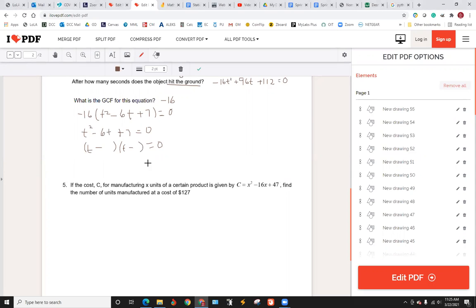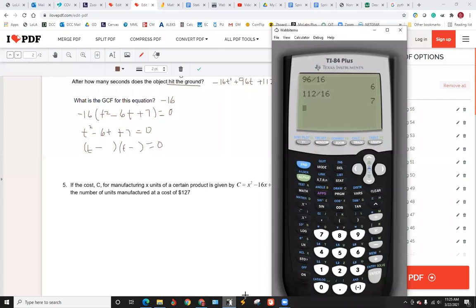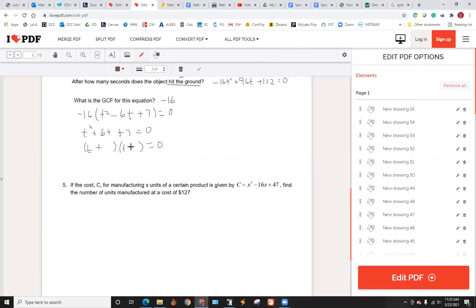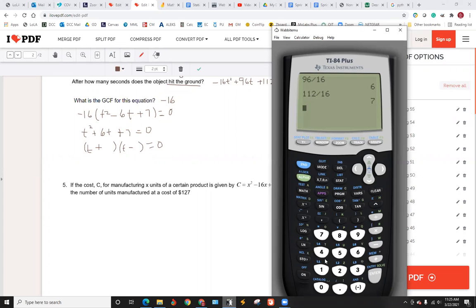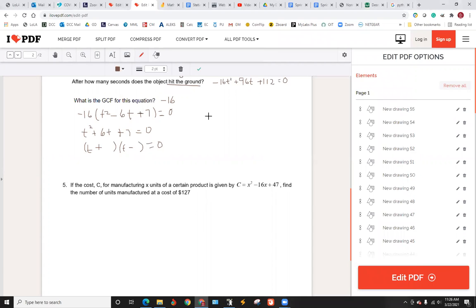Hold on a second. Did I do that? I think I messed up with my sign, that middle sign. Let's see. This is positive 6. I'm sorry. So both of these are positive. Hold on a second. I think I got it. I flipped the signs. 112 divided by 16. So this is where the negative is at. I apologize for that. So let me write that again.